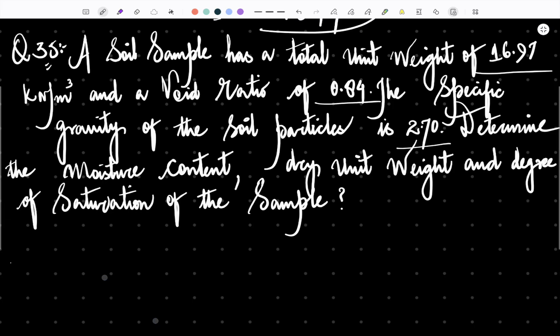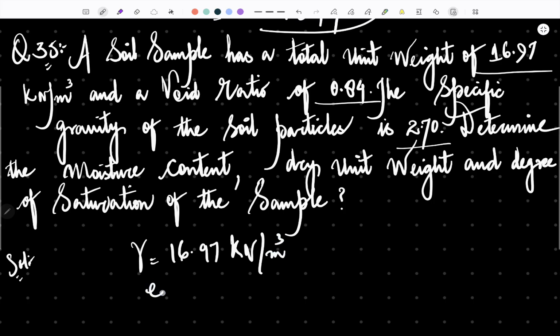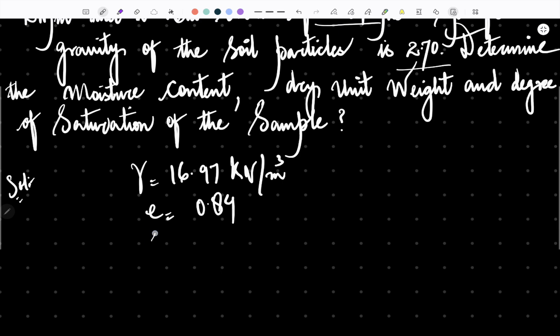Alright, so let's solve. What data has been provided? Total unit weight, that means the bulk unit weight, 16.97 kilonewton per cubic meter. Void ratio 0.84 and specific gravity is 2.70. We have to find the moisture content or the water content, the dry unit weight, and the degree of saturation.